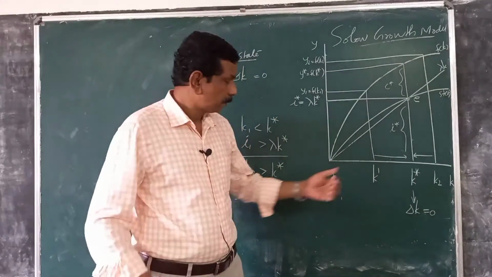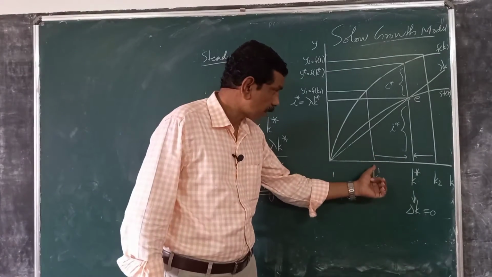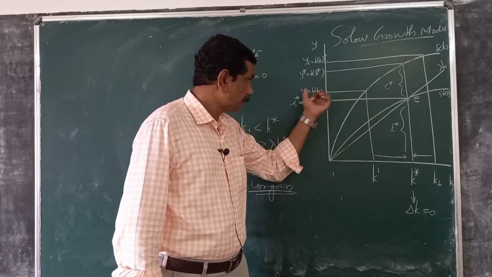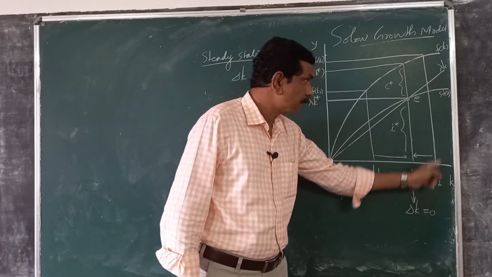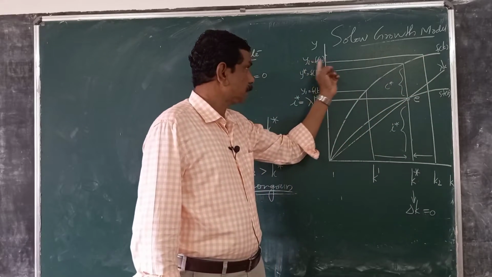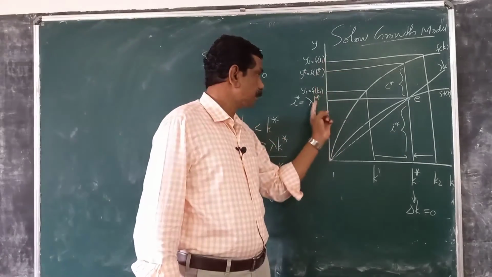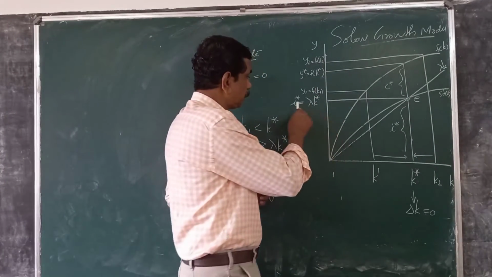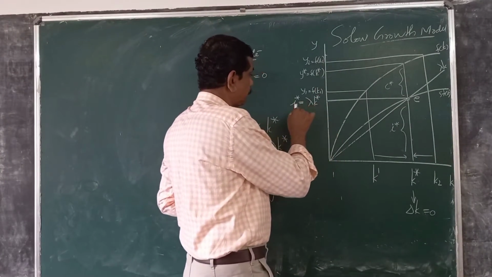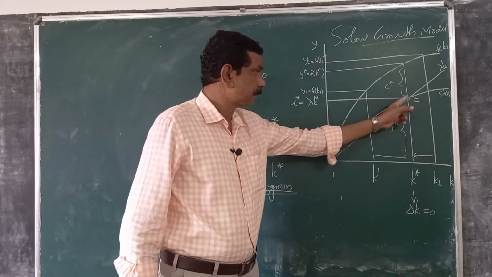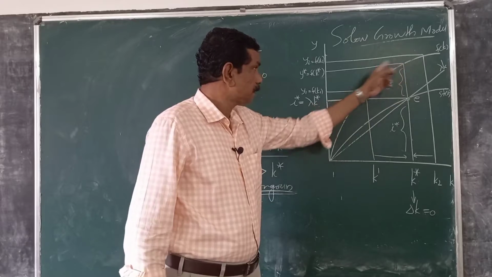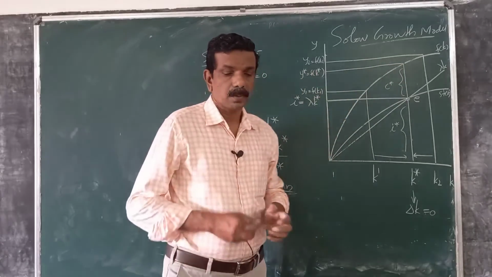So, if K by L is equal to K1, Y by L is Y1, and if K by L is K2, Y by L is Y2 associated with K2. And this is the point where investment per head is equal to depreciation per head, and the corresponding steady state output is Y star.